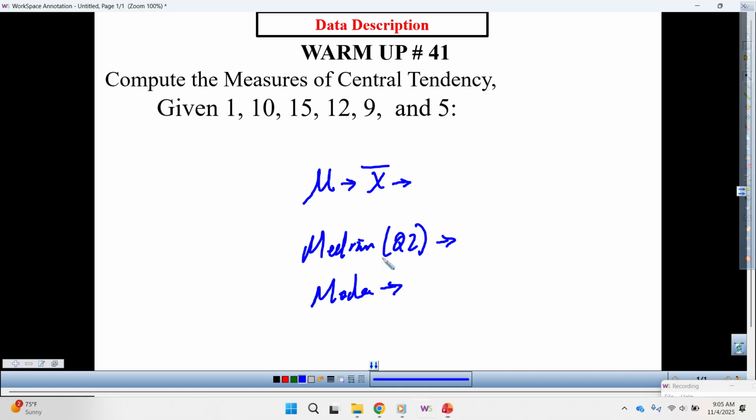All right. What'd you get for the mean, Adrian? 8.67. Hands up if you got that. Median. What did you get for the median, Yozgart? 9.5. That is correct. What'd you get for the mode, Enrique? 0. Oh, no mode. That is correct.